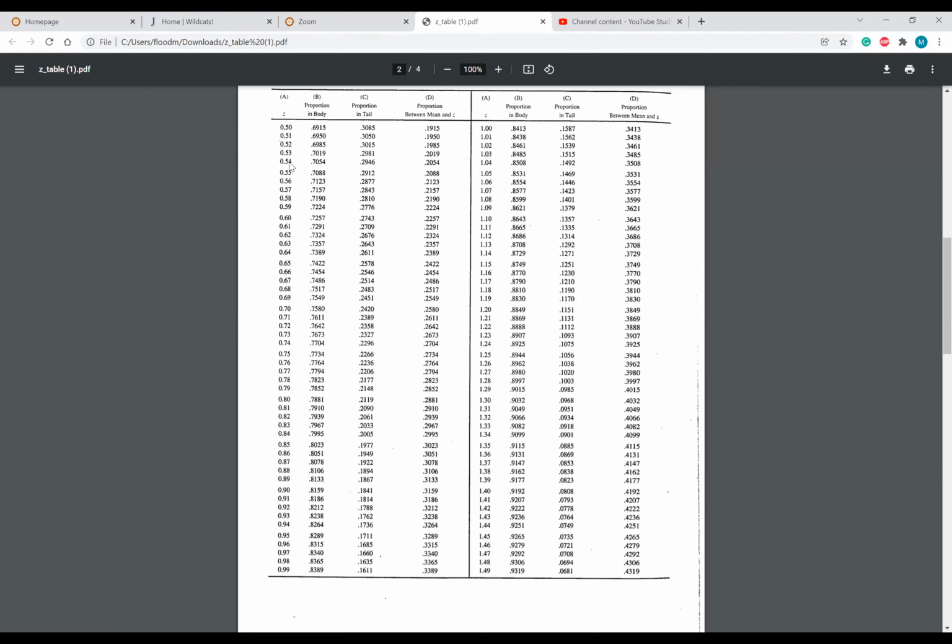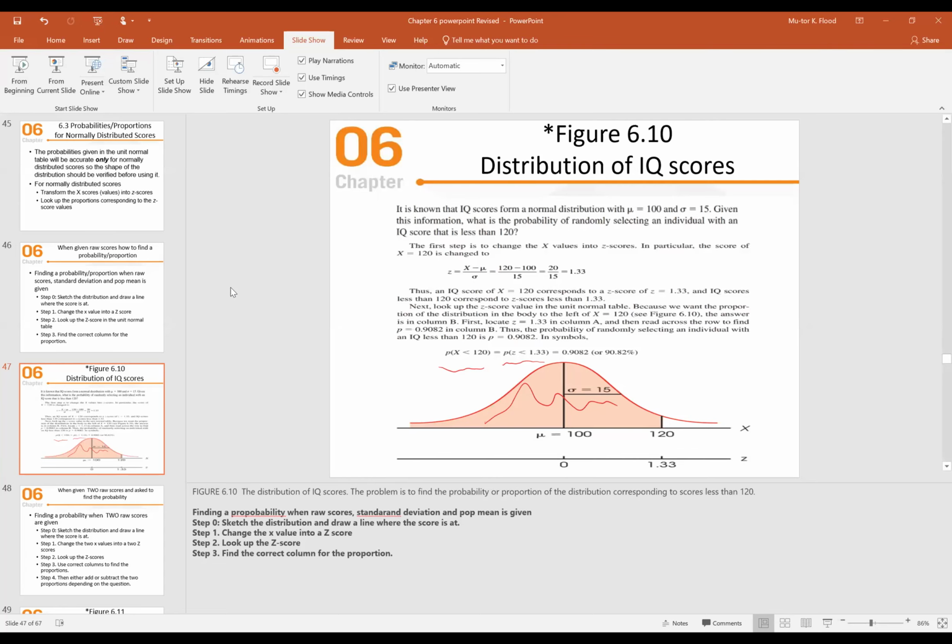So we're looking in column A for the z-score of 1.33. Let's just find the z-score of 1.33 in column A. And here is the z-score of 1.33 right here. And we're going to look across into column B for the body, which is 0.9082 or 90.82%. Okay, and so that's how you would do that particular kind of question.